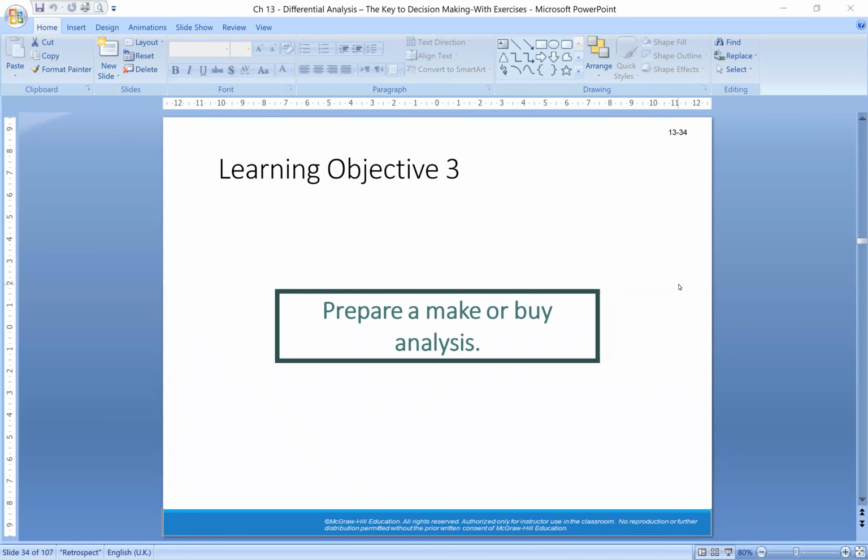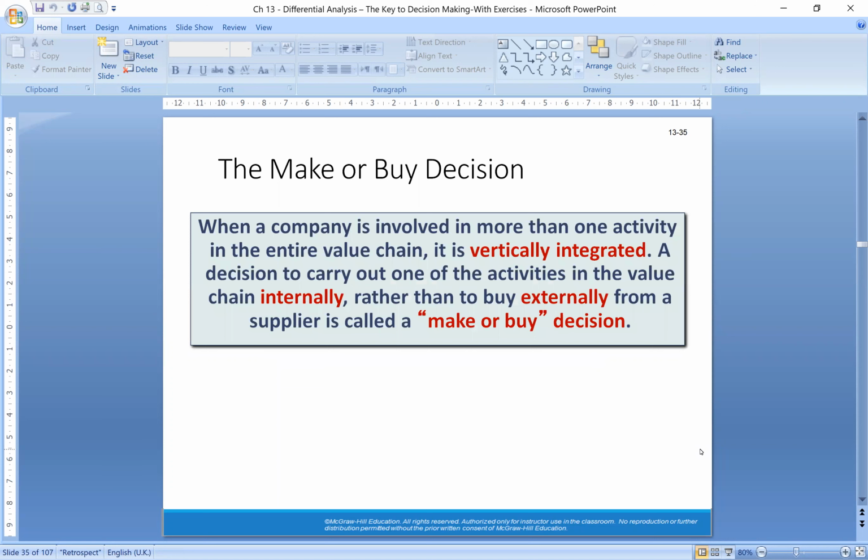Then learning objective number 3, which is make or buy. Make or buy. When a company is involved in more than one activity in the entire value chain, it is vertically integrated.